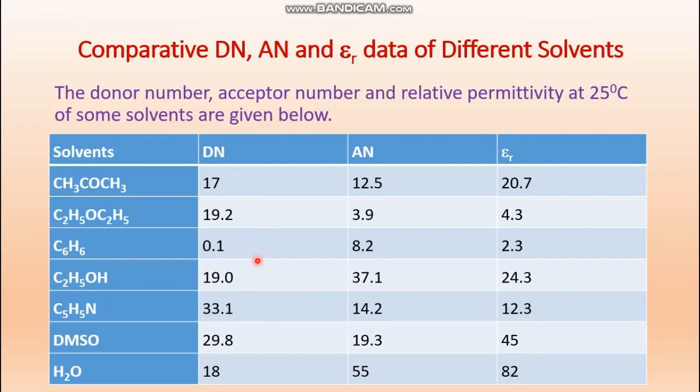Here you find that the strongest acidic substance is pyridine. The strongest basic substance is pyridine, and the least basic substance is benzene. And the strongest acidic substance is water, and the least acidic substance is diethyl ether. So that's all about donor number and acceptor number.